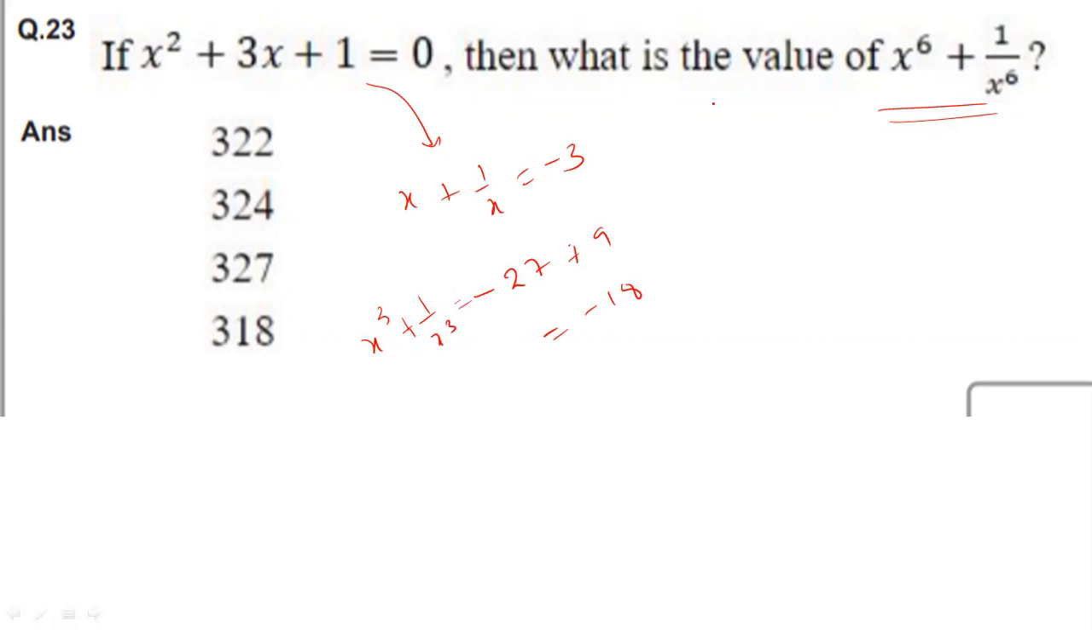If I square this, I should get X power 6. So if I square this, my answer should be minus 18 whole square minus 2. So 324 minus 2 should be your answer. So X power 6 plus 1 by X power 6 is minus 18 whole square minus 2, which is 322. Go to the next question.